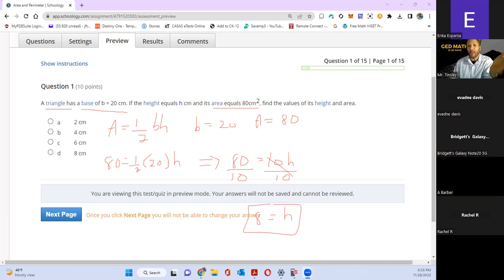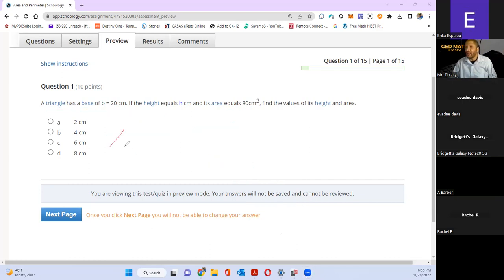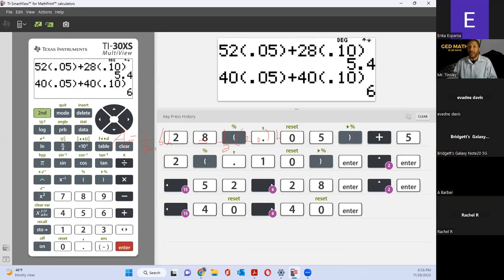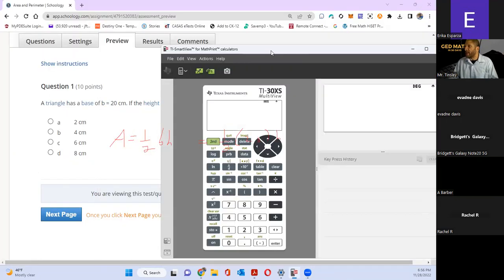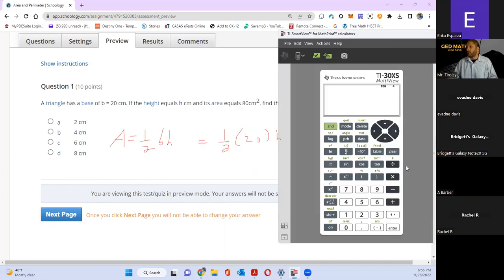You can plug it in, yes. Area equals 1/2 base times height. So 1/2 times 20 times H. So what I'm going to do is grab my calculator and use each of the multiple choices until I get the area of 80. Watch how easy this is. You don't have to know algebra.